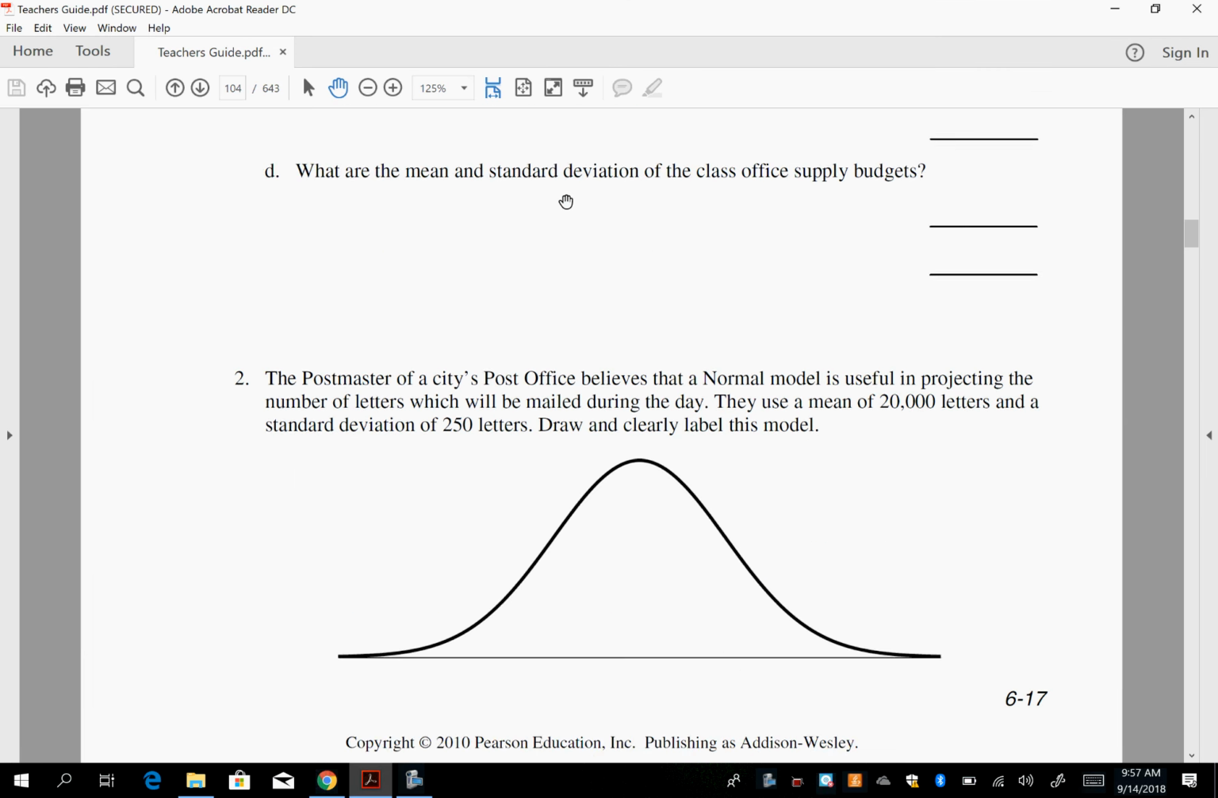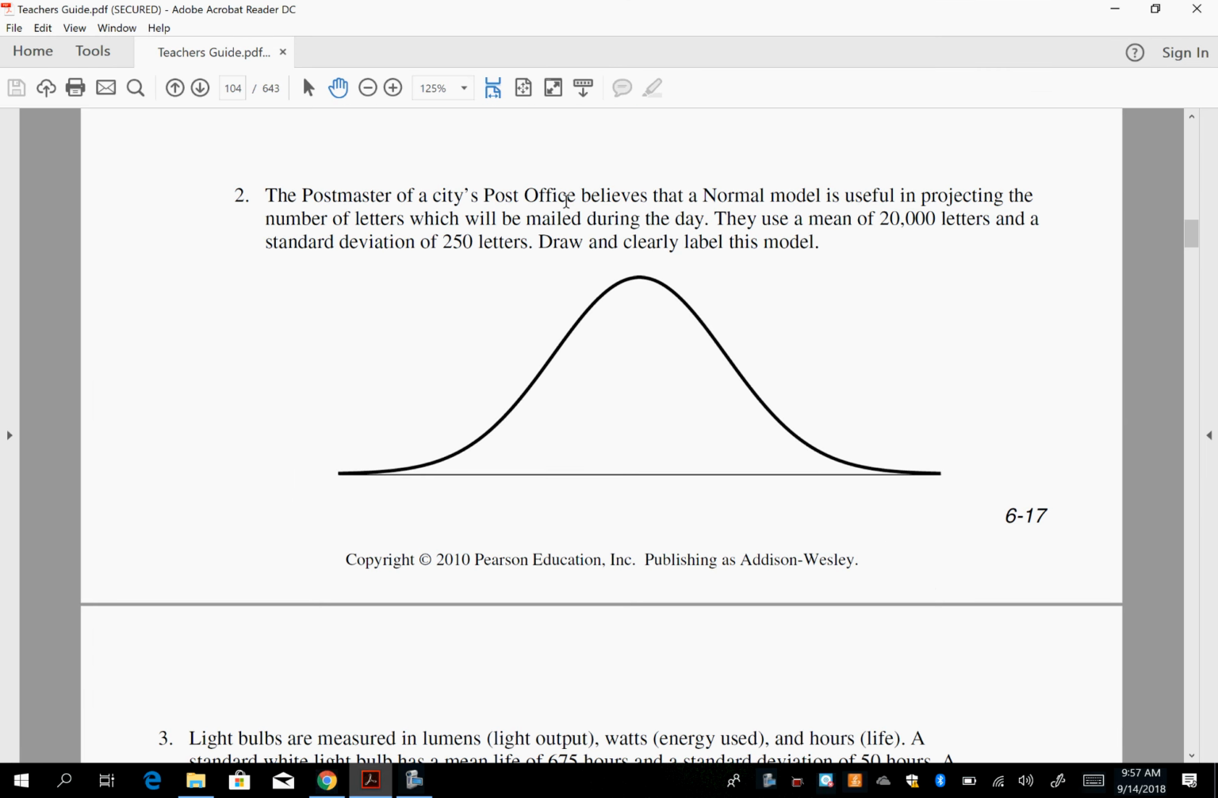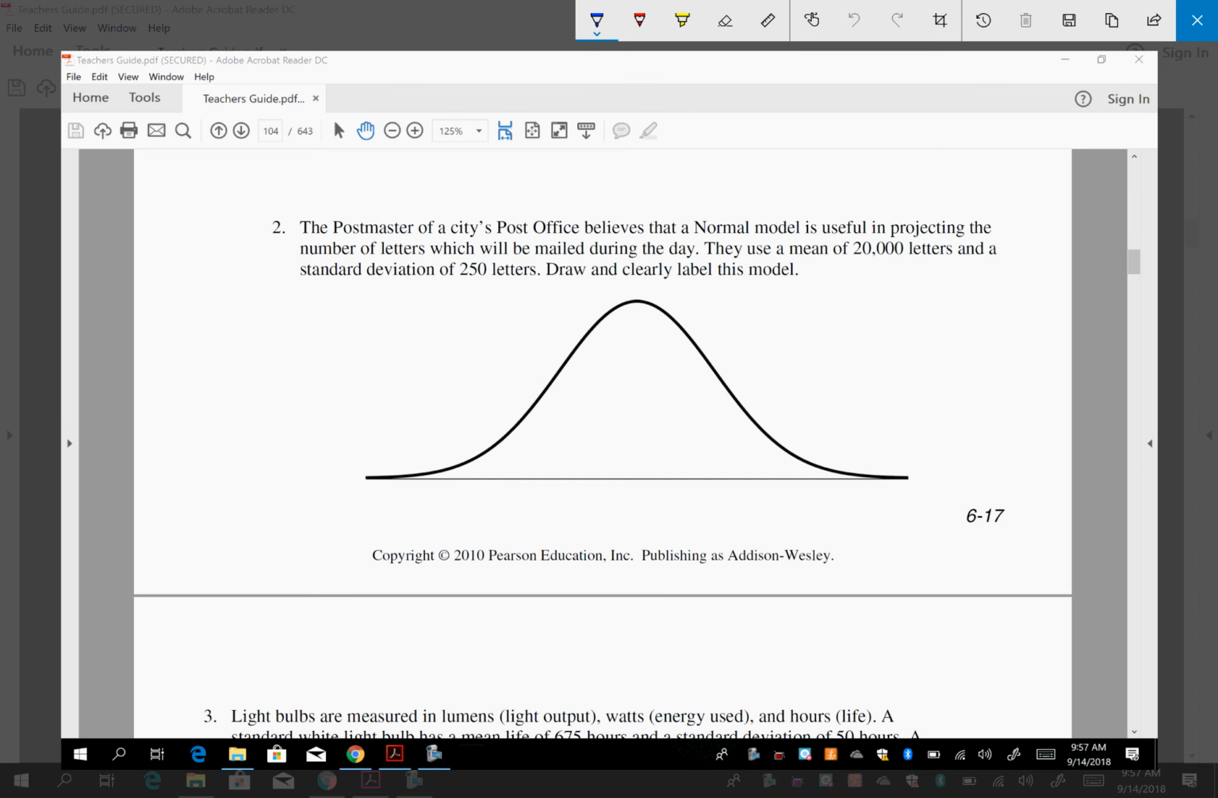All right, let's go to number 2. Number 2, we have the postmaster in a post office believes that a normal model is useful in projecting the number of letters which will be mailed during a day. The mean is 20,000. So I'm going to put a normal model.